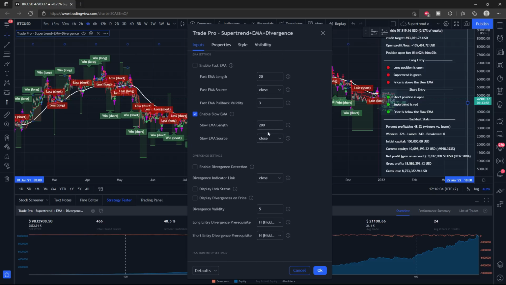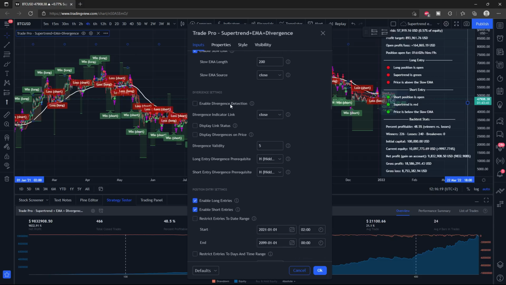Then the slow EMA, so that's the trend direction filter. You can get rid of it, or you can change it to whichever EMA you want to determine if the strategy will take longs or shorts when price is above or below this slow EMA. Then we already went through the divergence detection.